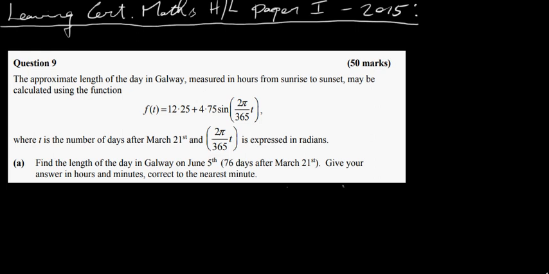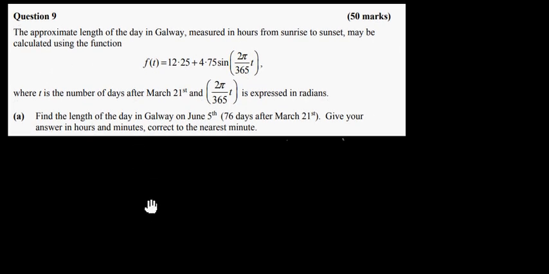Okay, so let's have a look at the Leaving Certificate Higher Level Maths Paper 1 for 2015, and we're going to have a look at the last question on this paper, which is question 9. So we have a question here that has to do with the length of the day in Galway measured in hours from sunrise to sunset, and we have a function here that calculates the length of the day.